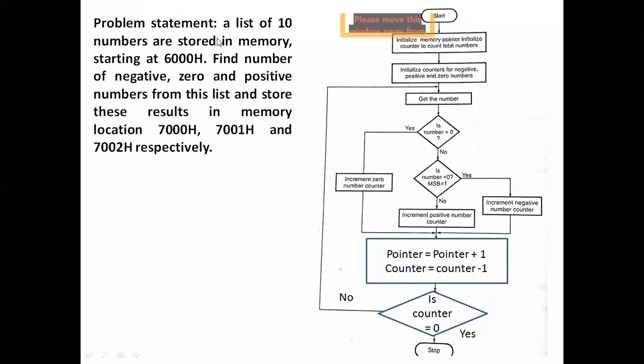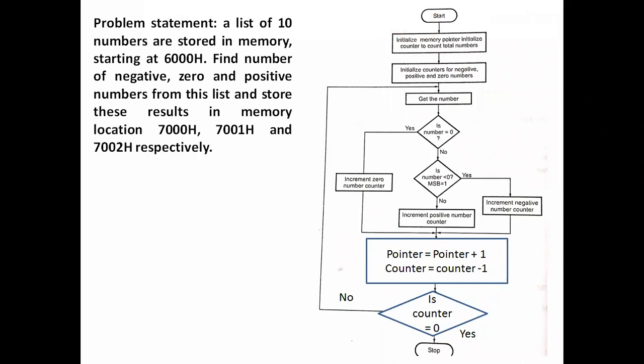A list of 10 numbers is stored in the memory starting at 6000. Find the number of negative, zero, and positive numbers from this list, and store these results in memory locations 7000, 7001, and 7002. So what do you have to test? You have been given 10 numbers, and these 10 numbers are available in memory, located at 6000 onwards.